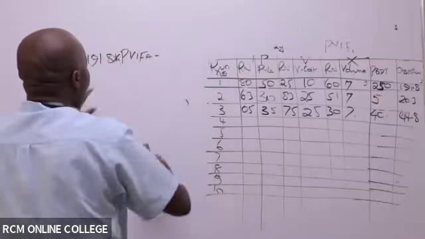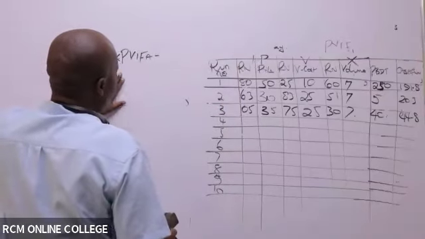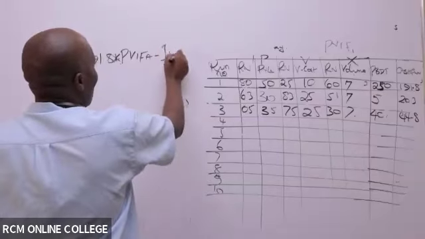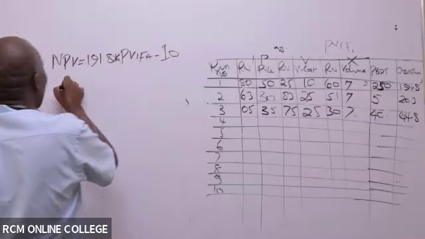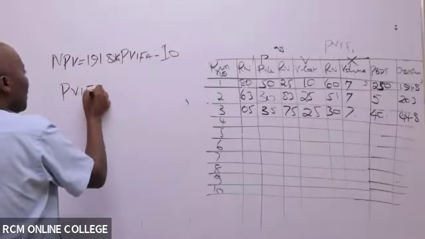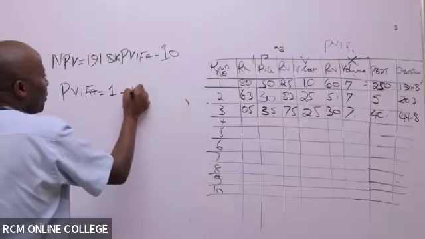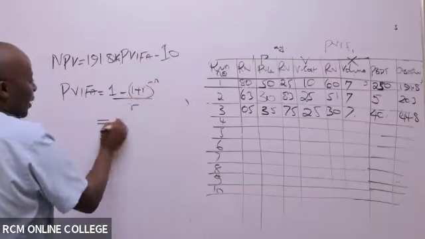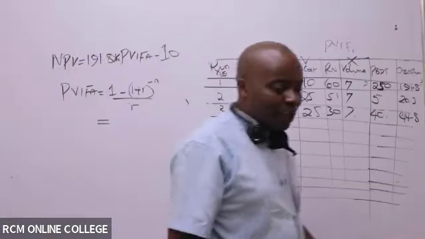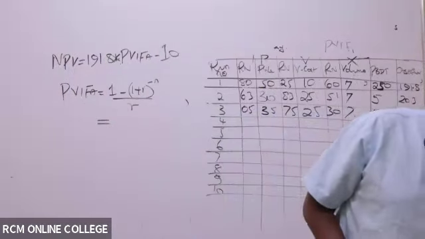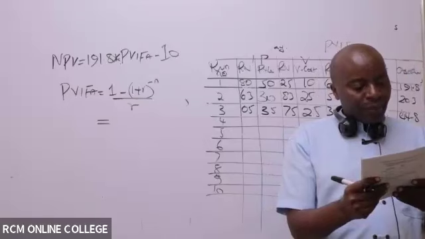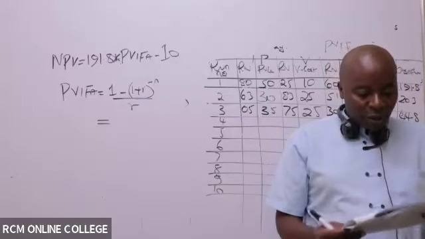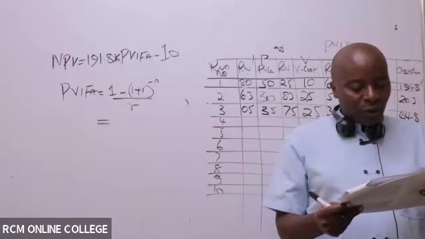So that will be 191.8 times this PVFA minus initial outlay. Now, please listen. What is the cost of capital given there? Remember, the formula of PVFA is 1 minus 1 plus R raised to negative n, everything to be divided by R. What is the cost of capital given in this question? Are they able to see the cost of capital?